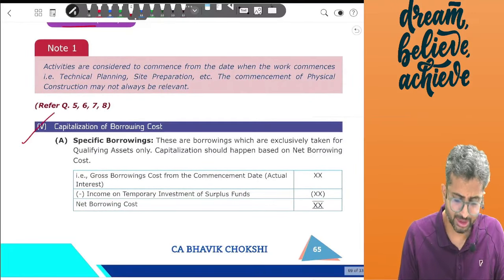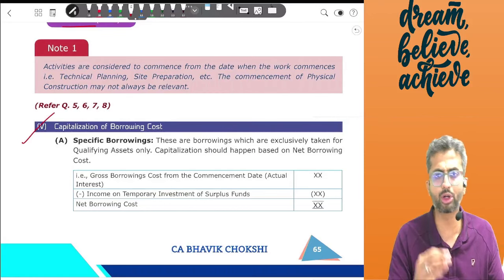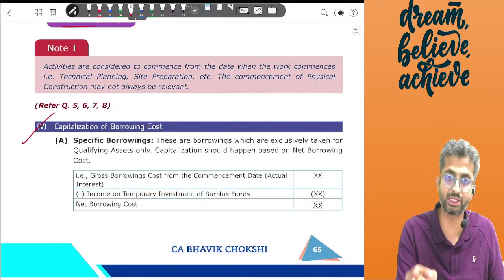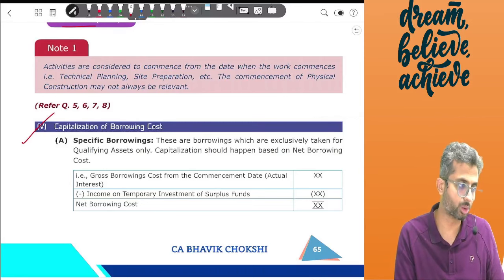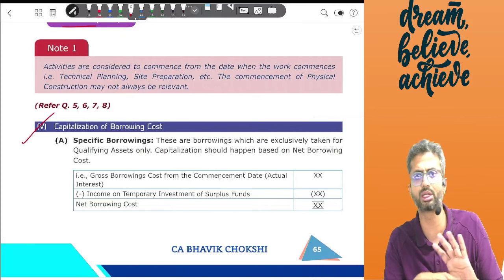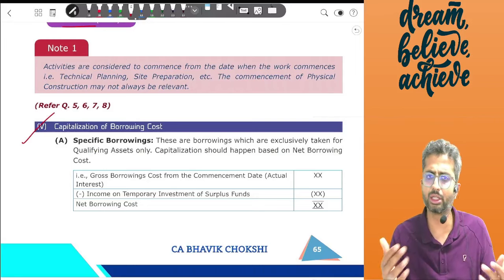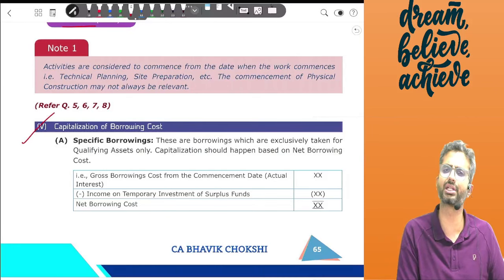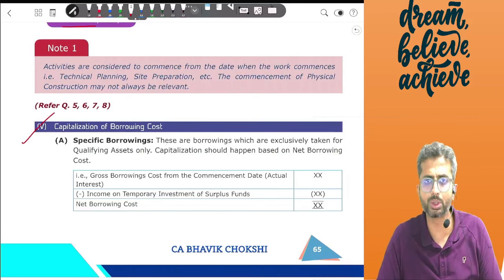Okay. Next comes capitalization of borrowing costs. Now there are two types of borrowings. There is a specific borrowing and then there is a general borrowing. What do you mean by specific borrowing? This is a borrowing which is specific, attributable to a qualifying asset only, like a housing loan. A housing loan is taken primarily for the purpose of buying or constructing a house only, so it is a specific borrowing. General borrowing, on the other hand, is a borrowing which is generic in nature. It is not necessarily taken for the purpose of a qualifying asset. It may be taken for a general purpose or any purpose, general corporate use.